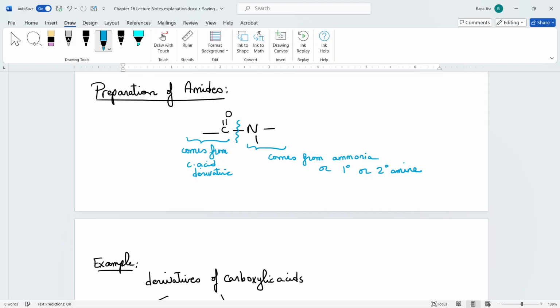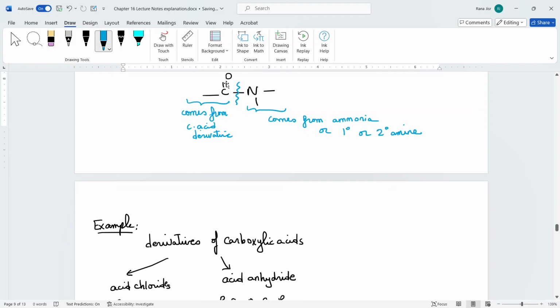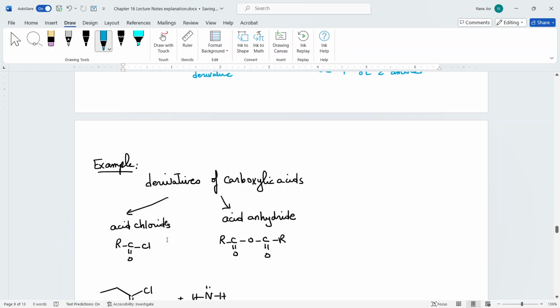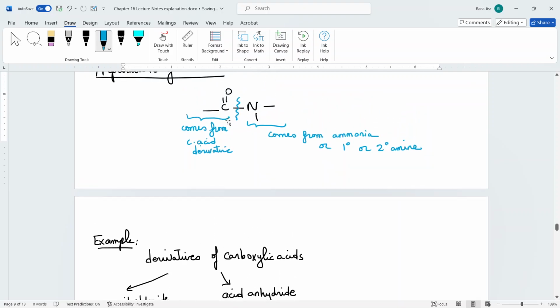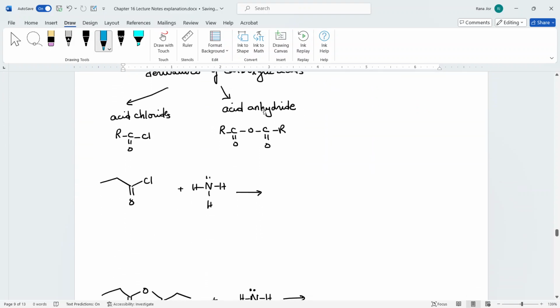Okay, so to prepare amides, I need to use a carboxylic acid derivative. There are two carboxylic acid derivatives that I can start with to make this amide structure. I can start either from acid chlorides or from anhydrides. So that takes care of this part over here. And then for the second part, I need to react the carboxylic acid derivative, any one of those that I choose, with either ammonia, primary or secondary amine, in order to get the desired amide that I want. So let's go ahead and have an example in there.